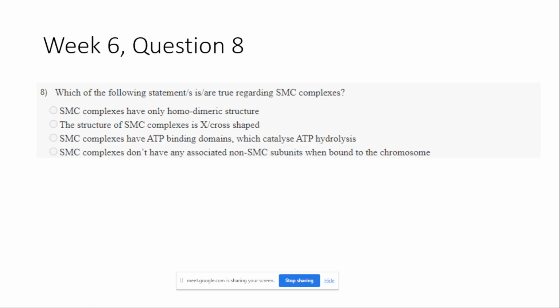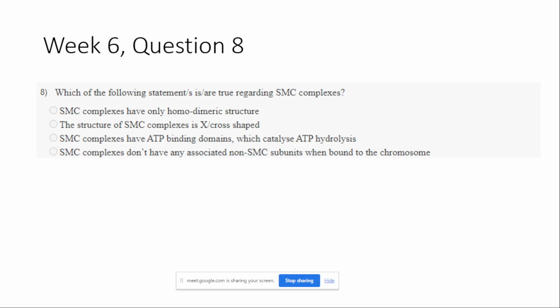Is it a homodimeric structure? Is the SMC complex a dimeric structure? No, right? Because it has more than two proteins, so it cannot be dimeric. So this option is false. The second option is that the SMC complex is cross shaped. It is also not true, because as I showed you in the slide, the SMC complex structure is ring shaped. Ring shaped structure, so that is not an X shaped structure.